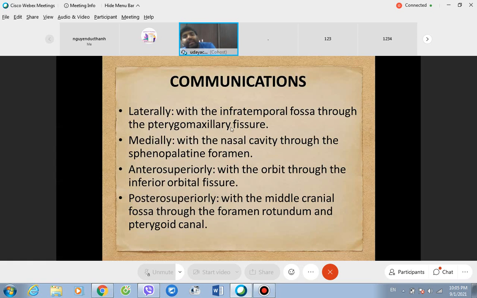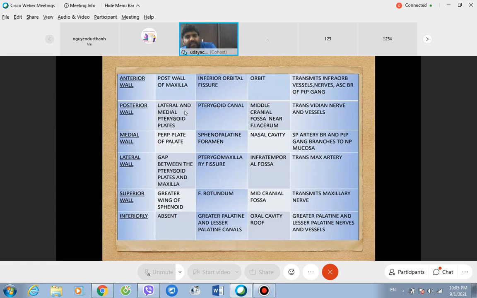Communications of the pterygopalatine fossa. Instead of reading this whole thing, we'll just see this table, which is giving the whole information in a single table. This is the boundary structure, structure forming it, communicating with, communicating via, and transmission. What is the anterior wall? It is the posterior wall of the maxilla.